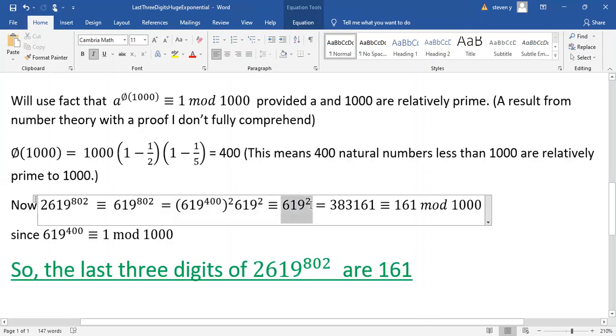Now that's quite an accomplishment, right? You could have done all this without a calculator. I will confess I used the calculator here, but you could have done 619 squared by hand. And notice that you get a number with a remainder of 161 upon division by 1,000, which is what modular arithmetic is. It's just about remainders when you divide the modulus into the number.